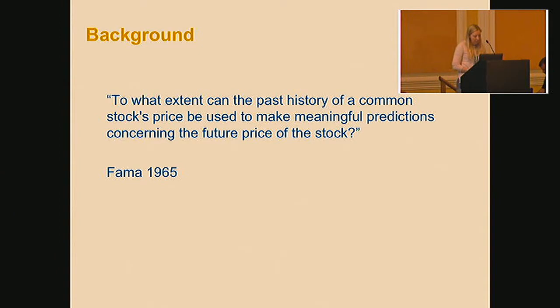I'm going to start off with this quote from Eugene Fama: To what extent can the past history of a common stock's price be used to make meaningful predictions concerning the future price of the stock? There were two answers to this question, from both Chartist theories and random walk theories. Chartist theory assumed that all the information you needed was in the stock movement, that history repeated itself, and these stocks were a series of patterns repeating. So once you understood the pattern, you could then use that to make predictions and make more gains.